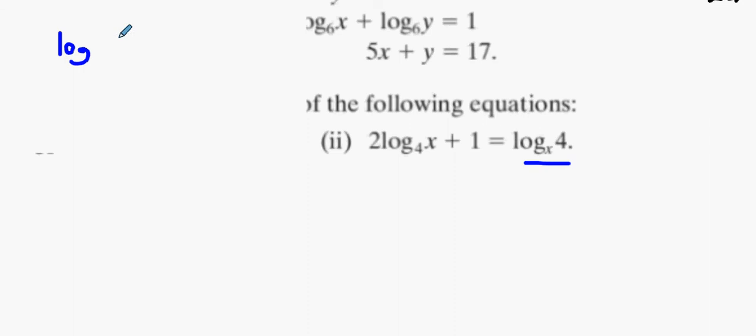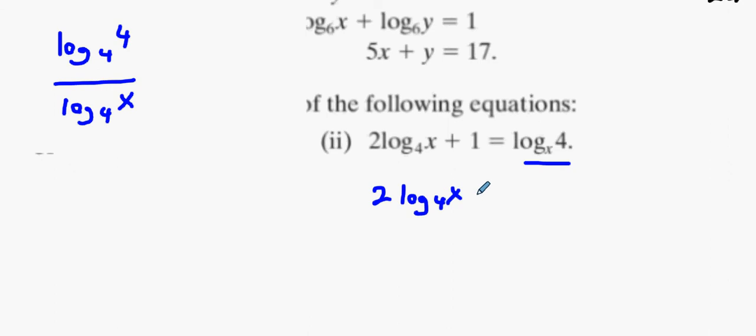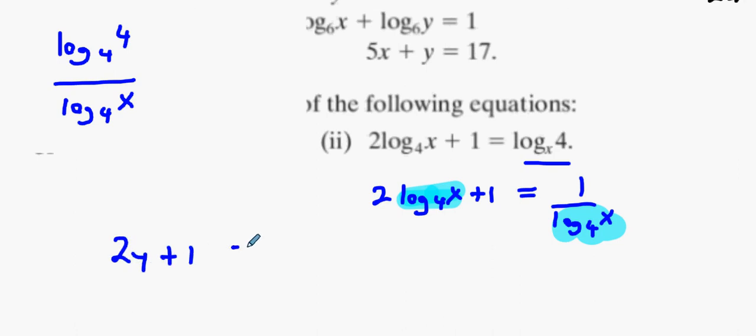Okay? Now, what can I change log 4 base x into? Log 4 base 4 divided by log x base 4. And what's 4 base 4? 1. So 2 log 4 base x plus 1 equals 1 over log x base 4. Alrighty. What should I change the two of these into? A letter of your choosing. We'll go for y again. 2y plus 1 equals 1 over y. We go with that? Now, common denominator.